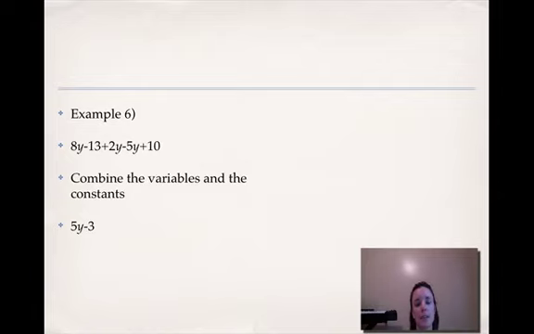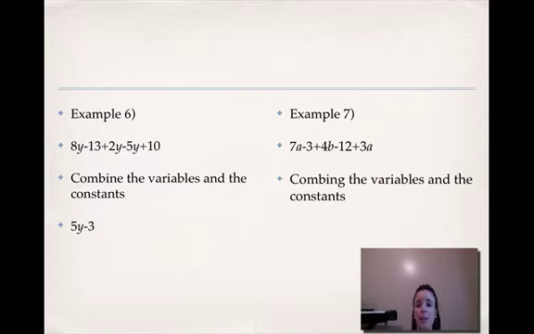Let's take a look at example 7, which is 7a minus 3 plus 4b minus 12 plus 3a. So again, I want to combine the variables and the constants. So I'm going to combine my a's. I have 7a and 3a. My b's, all I have is 4b. It's going to stay the same. And I have my constants, negative 3 and negative 12. So all together it becomes 10a plus 4b minus 15.